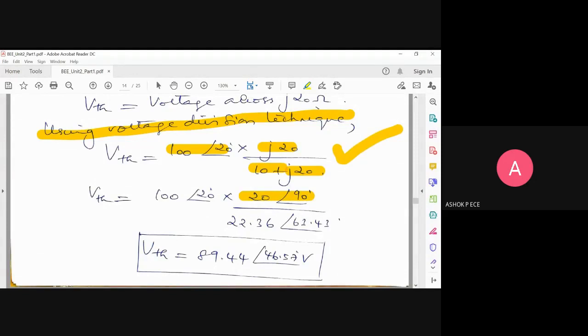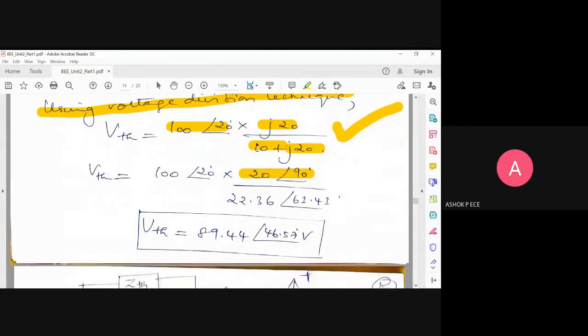It is exactly 90 degrees. So it is 20 angle 90. And 10 plus J20, you know how to convert. It is root of 10 square plus 20 square, 22.36. And tan inverse 20 by 10 is 63.43. Okay. And now you see all are in proper format.